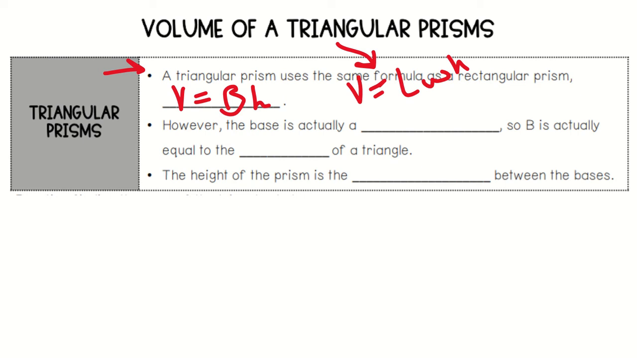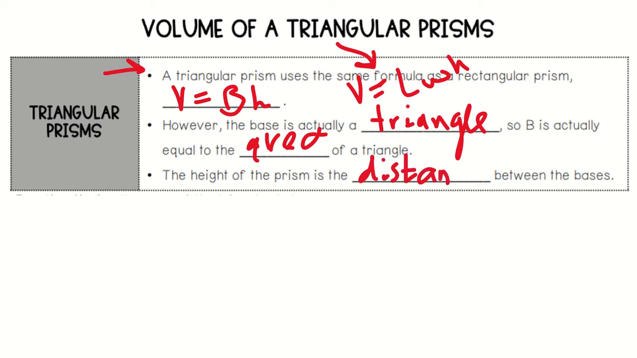All right, next it says, however, the base is actually a triangle. So B is actually equal to the area of a triangle. I apologize for this handwriting. The height of the prism is the distance between the bases. Okay, just copy down these fill in the blanks, guys. I will tell you how it applies in a second.